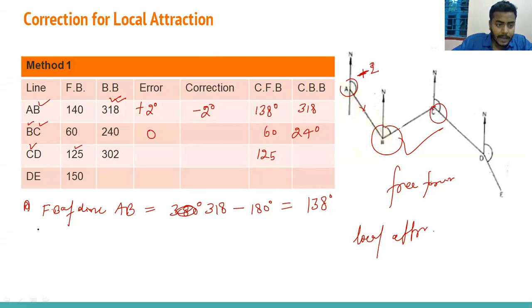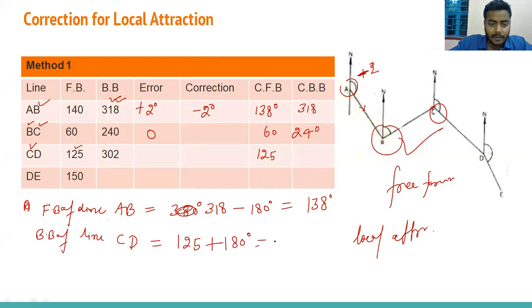Then we can calculate the back bearing of line CD. Fore bearing of the line is given 125 degree. This is less than 180 degree, then we will add 180 degree. What will we get? 305. Am I right? So this is 305.